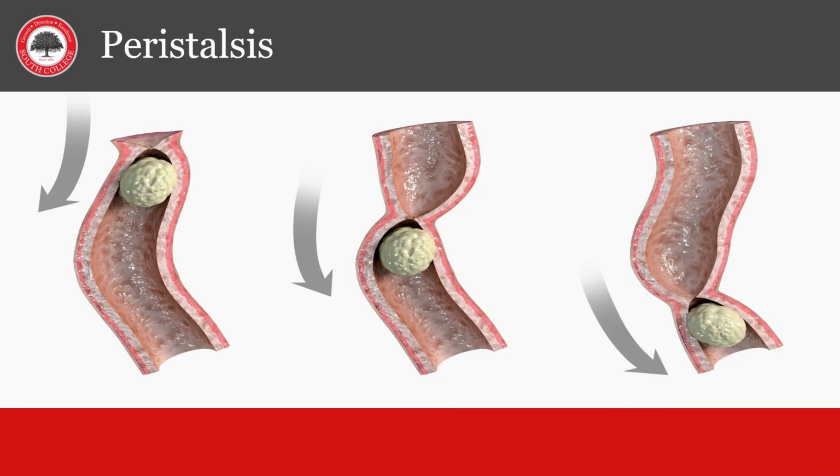Peristalsis is a movement in one direction where the smooth muscle contracts behind the food bolus, squeezing it along in one direction, while the area ahead of the bolus is relaxed, allowing it to move on forward down the tract.